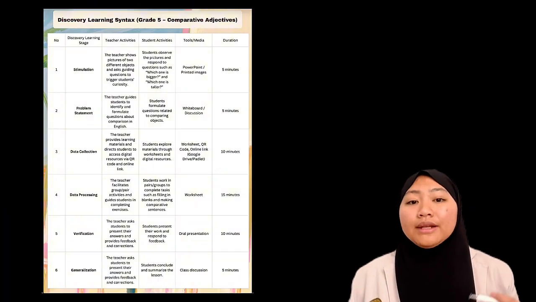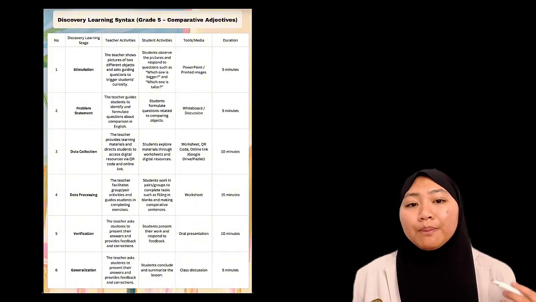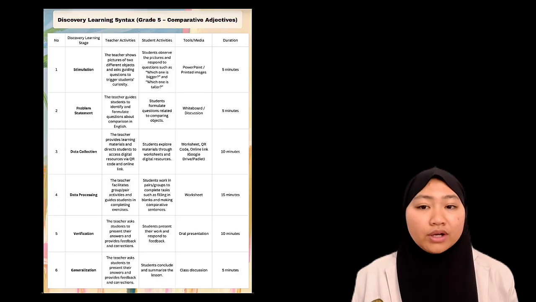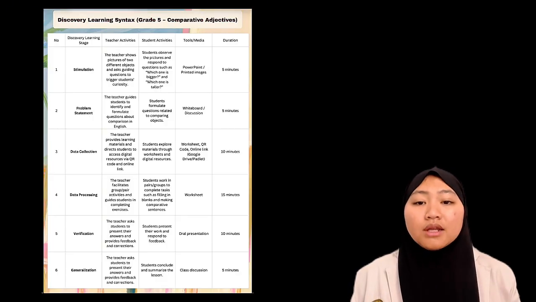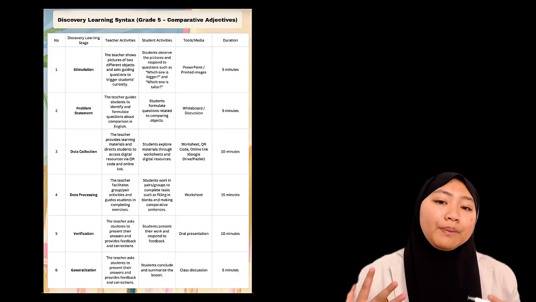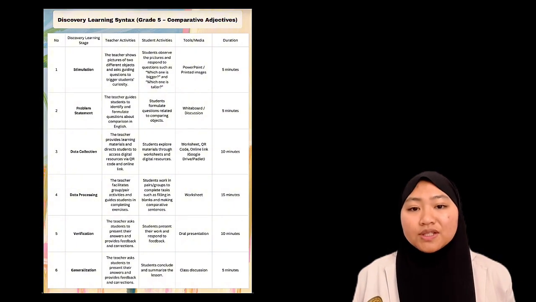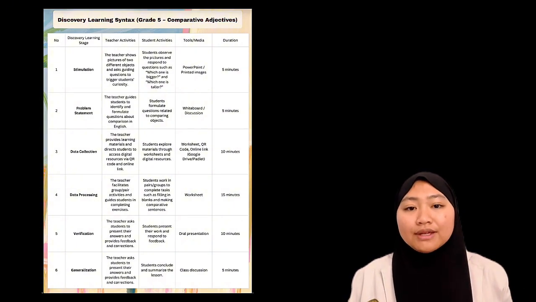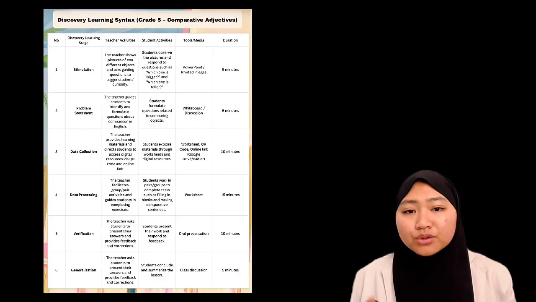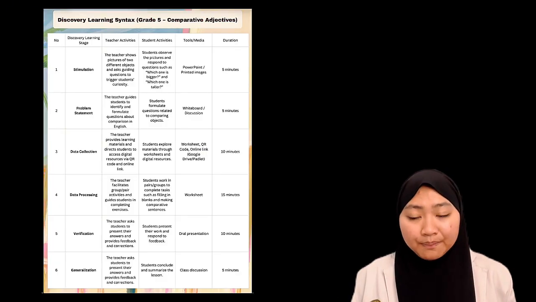Stage 4 Data Processing. Students work in pairs or groups, exploring various learning resources. They complete worksheets, compare pictures, and develop comparative sentences together. Students discuss examples of comparative adjectives and learn how to recognize language patterns.